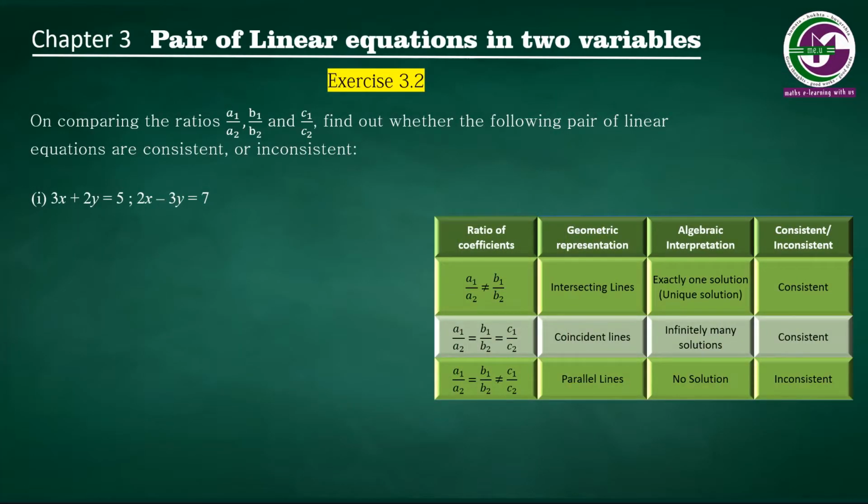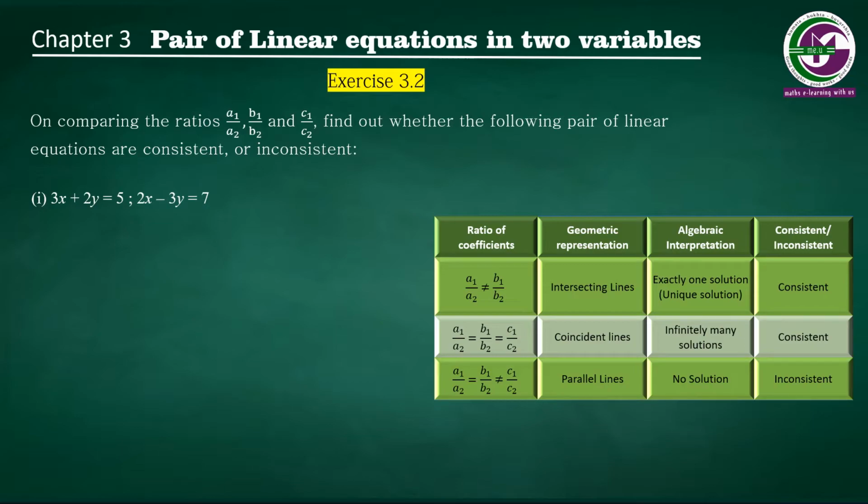Now question number 3 of exercise 3.2. Here also we need to identify whether the pair of linear equations are consistent or inconsistent. This we also discussed in the first lesson of this chapter: consistent means there is a solution and inconsistent means there is no solution.